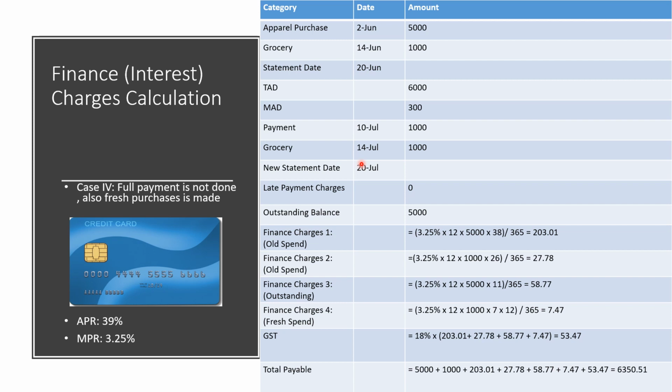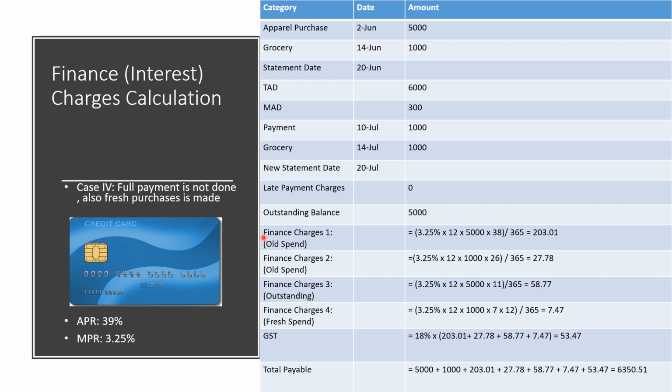Late payment charges: there would be no late payment charges because the payment that was made is greater than or equal to the minimum amount due. What would be the outstanding balance? The outstanding balance would be the total amount due for the last transaction, 6000 rupees, minus the payment that was made, 1000 rupees, which would be 5000 rupees.